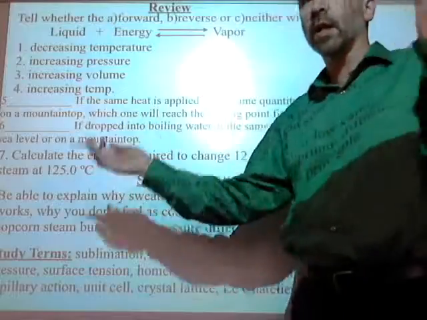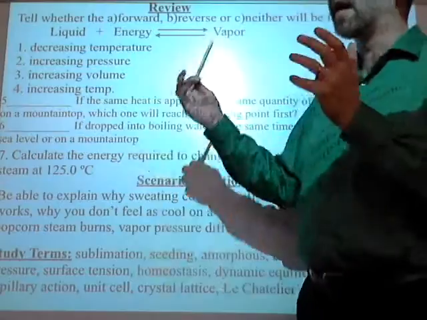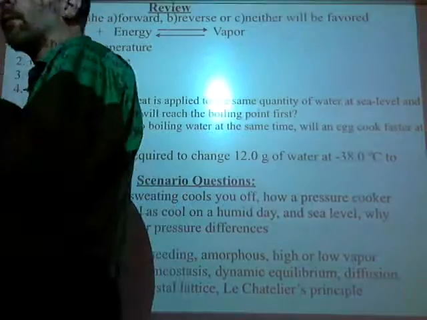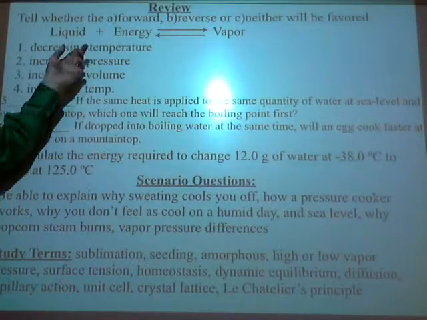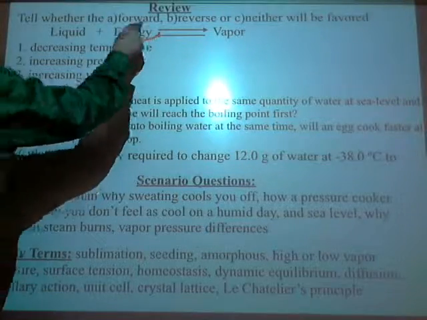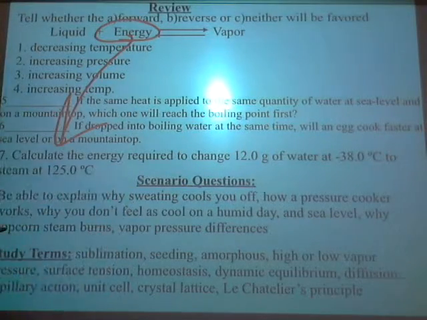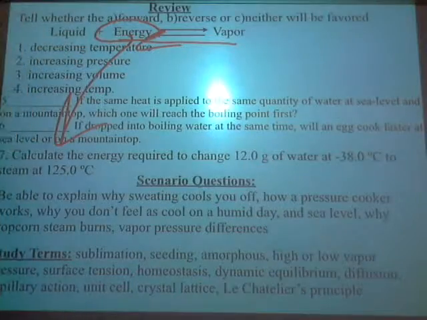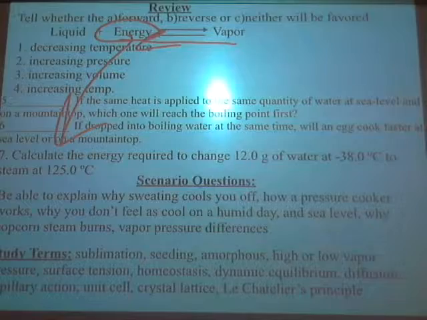There's my equation. Think of it as a balance, but a dynamic balance, one that's moving all the time. Guys are going back and forth, liquid becoming vapor, vapor becoming liquid all the time. I decrease the temperature. The direct effect of decreasing the temperature is to remove energy. I'm taking energy away. What's it going to try to do? Get that energy back. I hope you all wrote it's going to favor condensation, right?